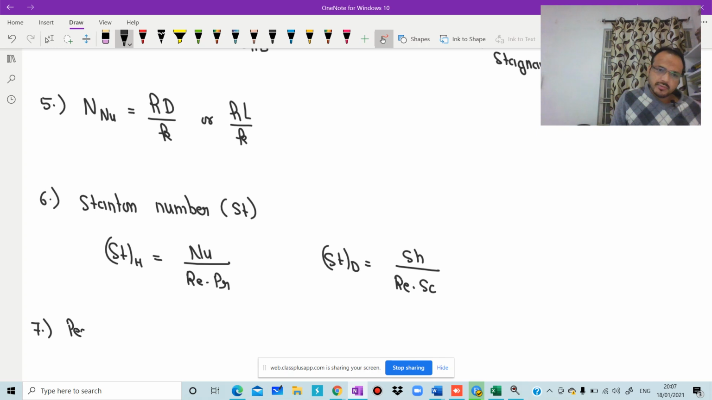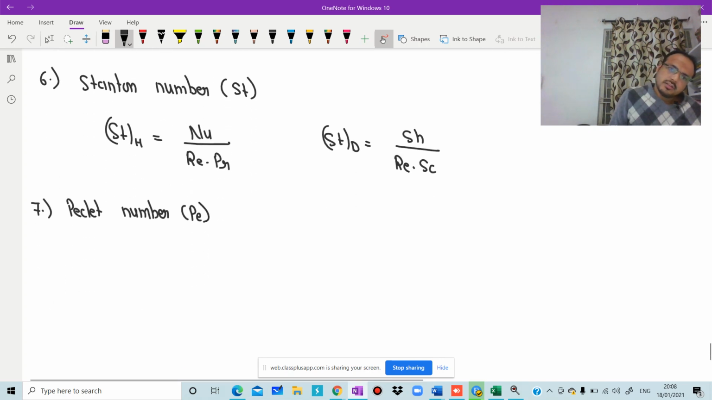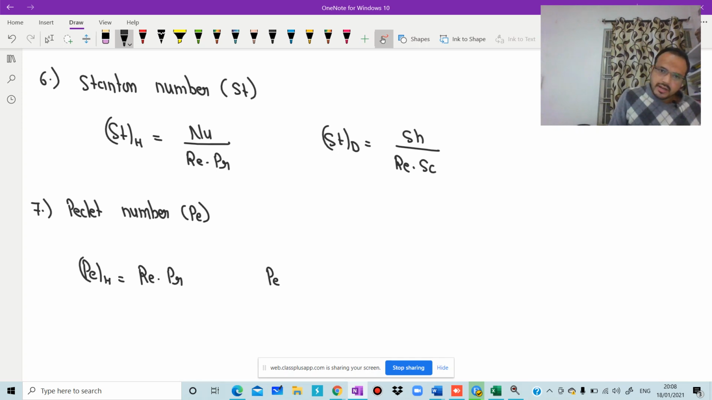Seventh one is Peclet number. Peclet number for heat transfer is Reynolds into Prandtl. And Peclet number for mass transfer is Reynolds into Schmidt.